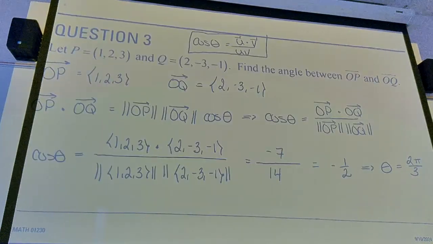True, but who says I have to take the first cosine? The solution to cosine of theta equals negative 1/2 is infinite. 2 pi over 3, 4 pi over 3, and all multiples of 2 pi added to it. So why is our only solution 2 pi over 3?